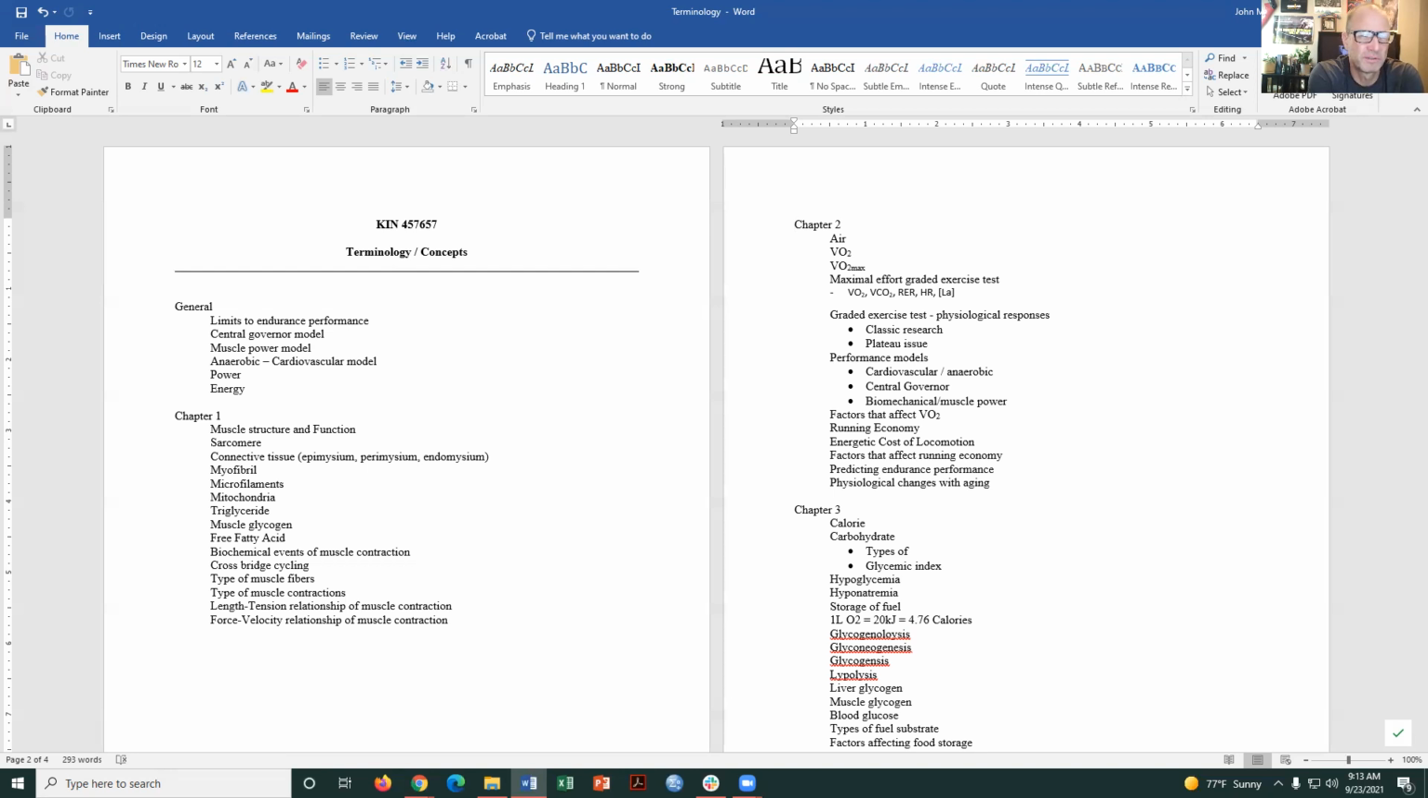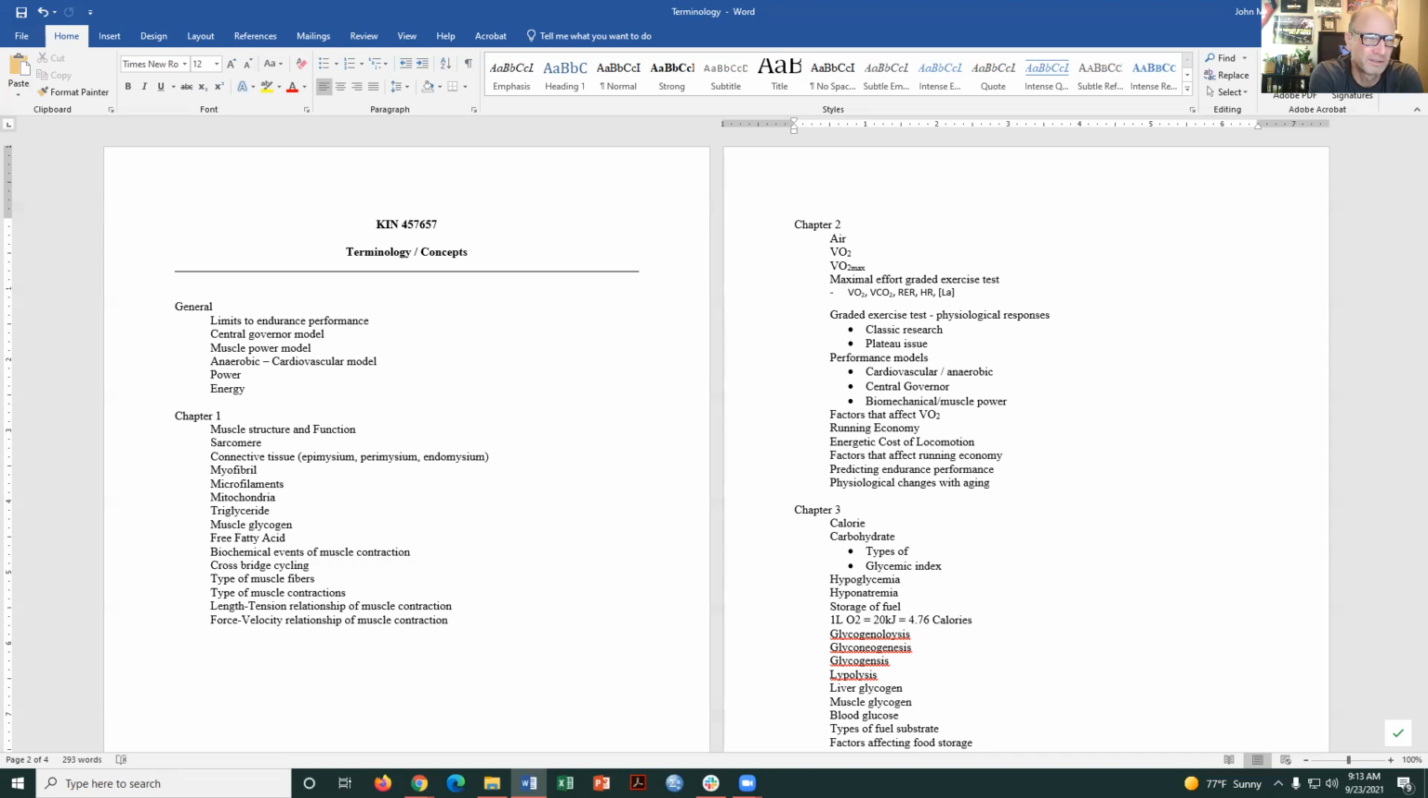But you should be familiar with terms like VO2, rate of oxygen consumption, VCO2, rate of carbon dioxide exhaled, respiratory exchange ratio, the ratio of those two numbers, heart rate, and lactate that's in the blood. So I always put that in square brackets to represent lactate concentration. So we want to start being familiar with how these parameters change over a graded exercise test, and go through that in these presentations.